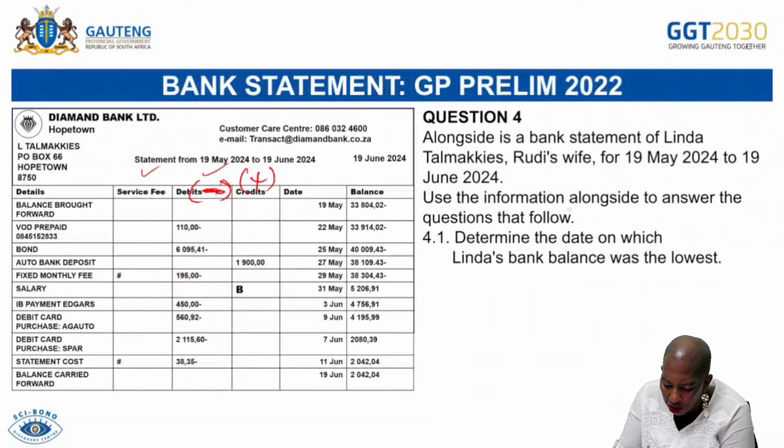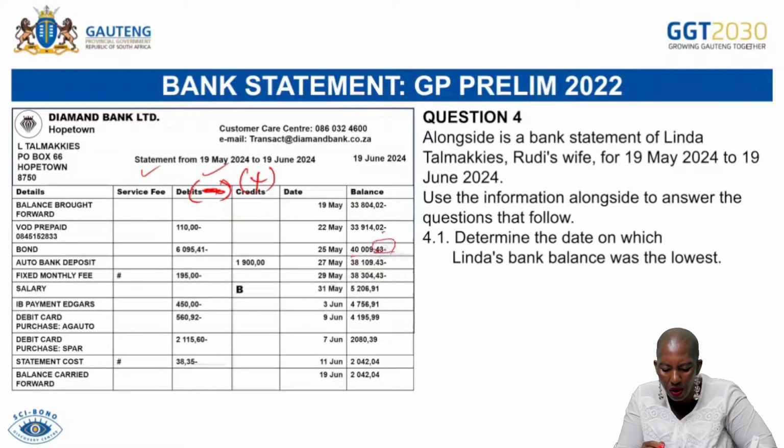Now it says use the information alongside to answer the questions that follow. Determine the date on which Linda's bank balance was lowest. So here the balance was 33,804 on the 19th, and then on the 22nd, it was 33,914. Because it's a minus, it's still going. And then now, look at the 25th of May, it is at 40,009 rand 43 cent. So if we check, it is the lowest because it is a minus.